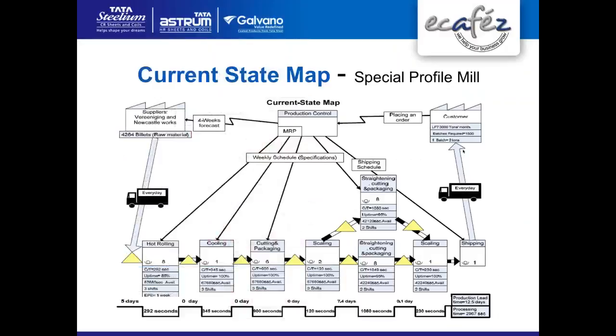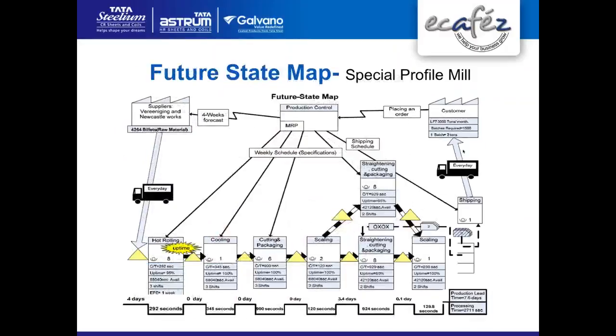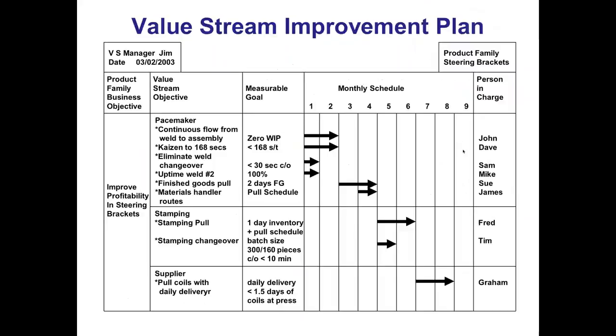This is a typical map, the future state map, and finally the value stream mapping diagnostic study. We try to find out the problems and make a schedule for improvement, and the project teams are trained and go on making improvements.